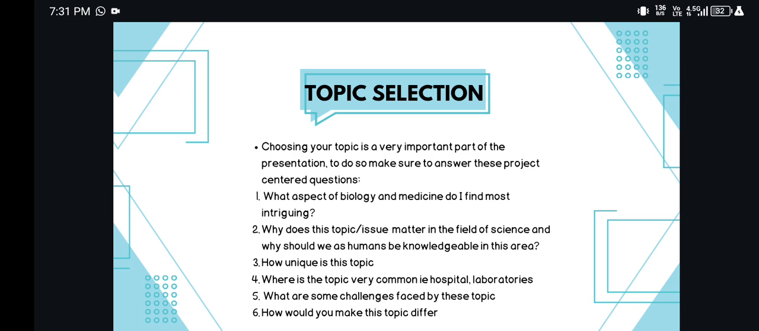Then you could also look at an issue. Maybe you discover that in your community the rate of environmental crisis is high, and this is a severe issue. You could actually relate it to biology and medicine. For example, air pollution leads to respiratory disorders. So by looking at world issues, you can discover how they relate in the field of medicine, science, and biology, and why we as humans should be knowledgeable in this area. This is an intriguing question that can make you decide on the particular topic or research area.